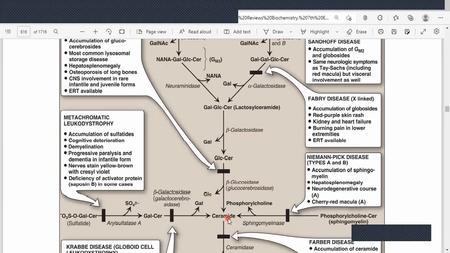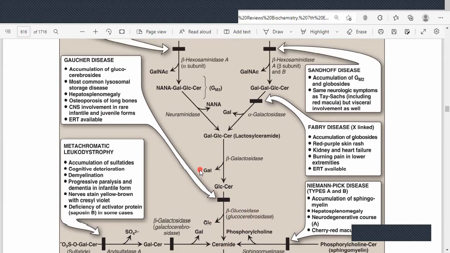Okay. Now, deficiency of glucocerebrosidase will cause Gaucher's disease. Now, Gaucher's disease is accumulation of your glucocerebrosides. It is the most common lysosomal storage disease, characterized by accumulation of glucocerebrosides in your liver and spleen, leading to hepatosplenomegaly. This Gaucher's disease mainly affects non-neuronal tissue.